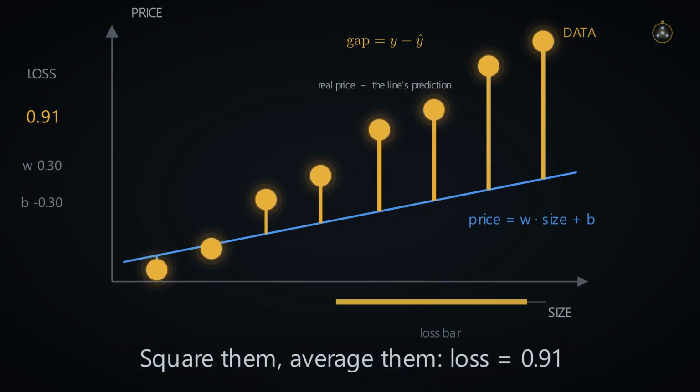Now crush every gap into one score. Square each gap, drawn as a real square. So a gap twice as big counts 4 times as much, and the minus signs vanish. Average those squares, and that single number is the loss. Right now it is 0.91. Make it as small as possible.